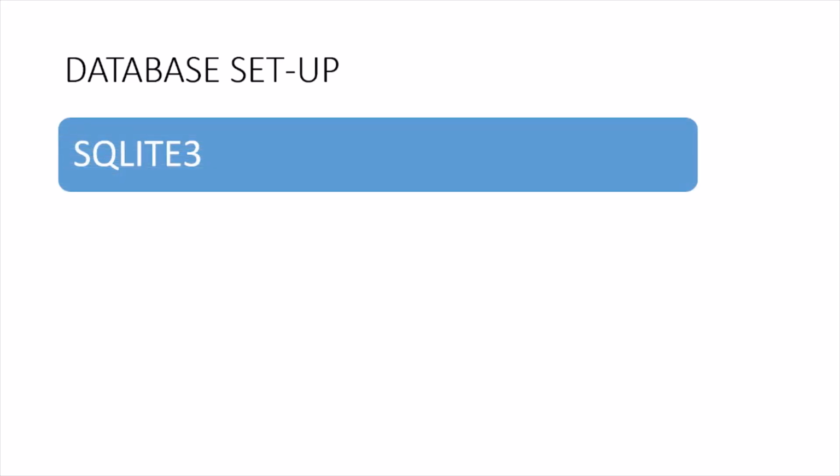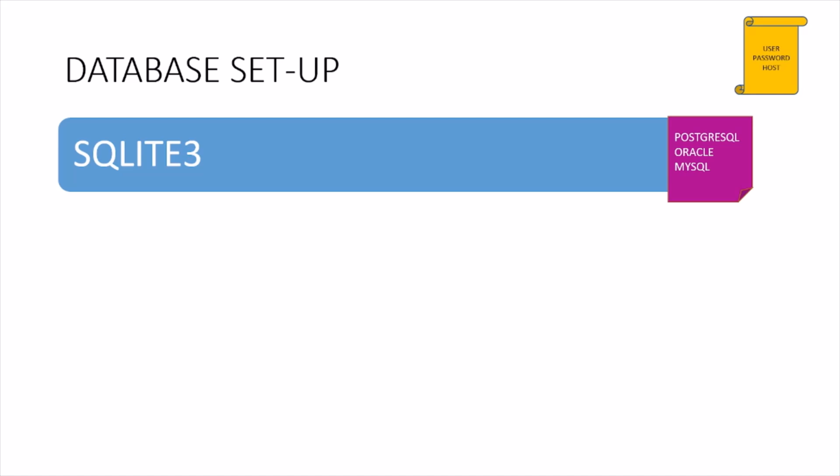We know by default Django uses SQLite, and you know that SQLite comes with the Python installation as well. But Django does provide support for other DBMS like PostgreSQL, Oracle, MySQL, and in the real world environment, you will use one of these. If you're using PostgreSQL, Oracle, MySQL, you need to set up the bindings like user, password, host before creating the models.